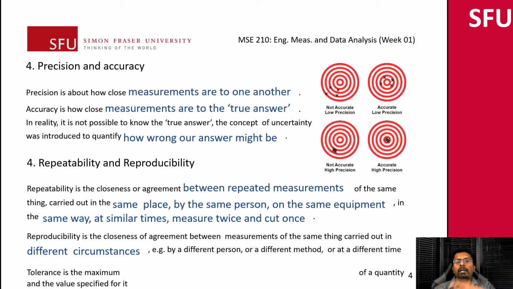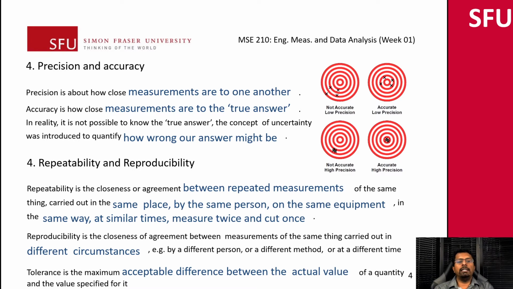So you can repeat the same thing maybe at a different eclipse or under different circumstances, and then you establish that indeed the theory is true. So that will be reproducibility. Then the next concept is the concept of tolerance.